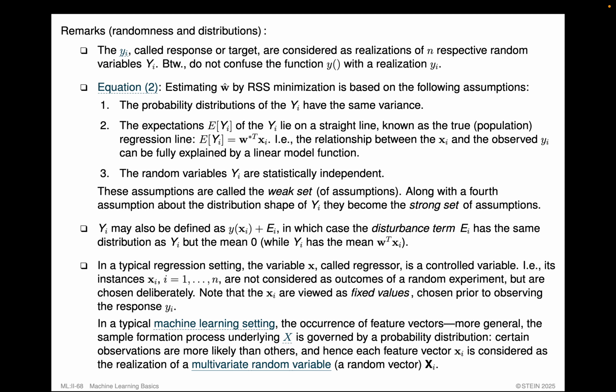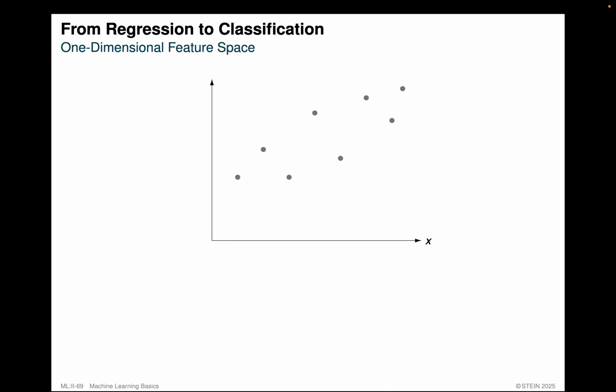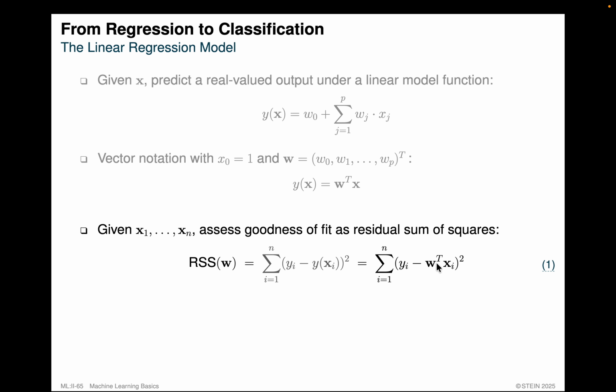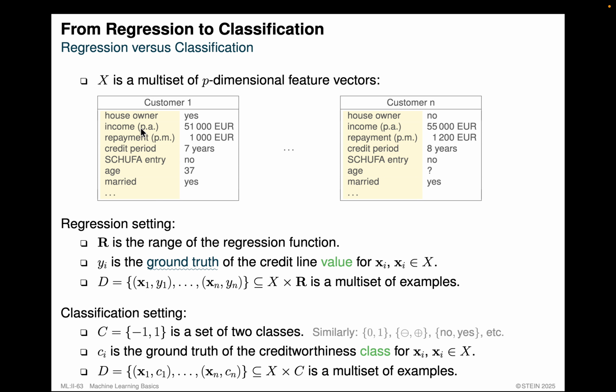Much of what I said is written here, plus a bit of extra information that will come later, which I will not go into now. If we want to visualize what is happening here, we can look at this. Let's look at the one-dimensional case, where we have just a feature vector with one feature. Going back to the example, we just have, for example, income. We want to figure out whether income predicts credit line worthiness.